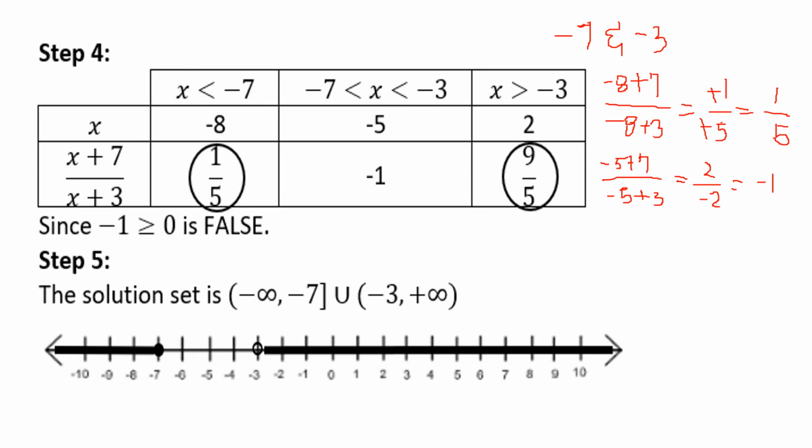Next is substitute positive 2 to our expression. We have here 2 plus 7 divided by 2 plus 3. We have now 2 plus 7, that is 9. And then 2 plus 3, 5. So we have 9 over 5.